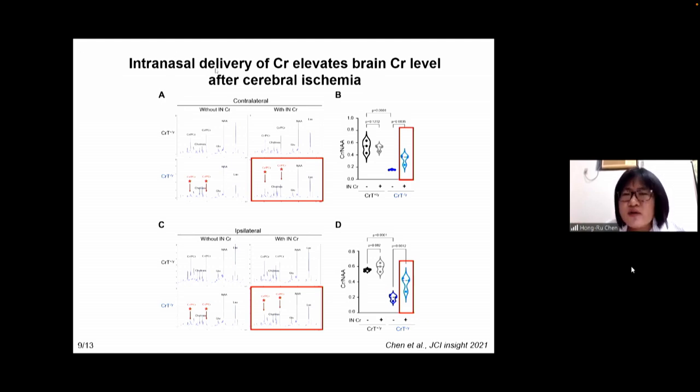So by doing this, we challenge the creatine transporter knockout mice with cerebral ischemia and then do the intranasal creatine delivery. After 24 hours, we collect the brain and use MRS analysis to detect the creatine levels in the brain. As you can see here, both in the contralateral and in the ipsilateral side, after intranasal creatine delivery for 24 hours, we can see an obvious increase of the creatine levels in the brain, both in the damaged side and the undamaged side.